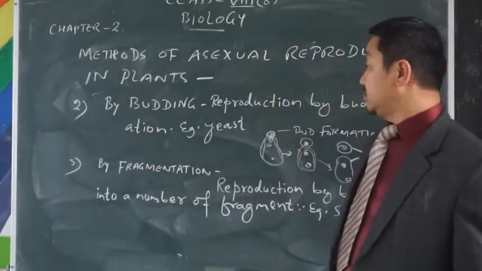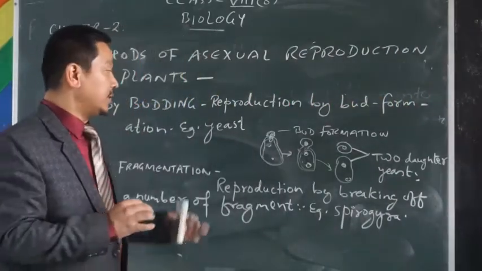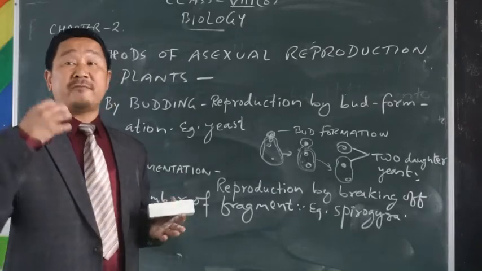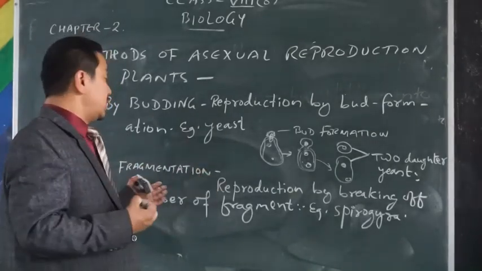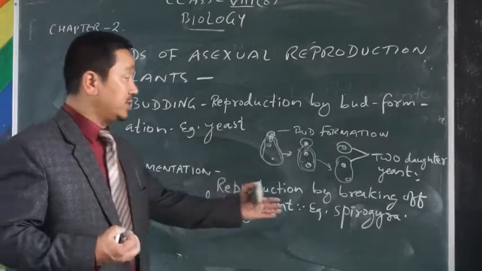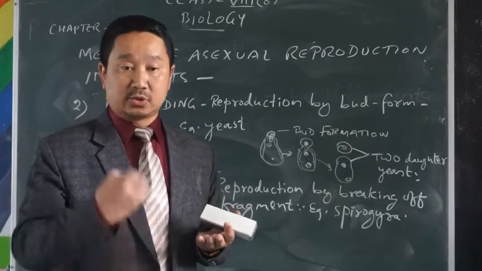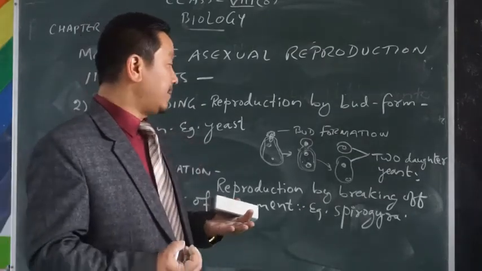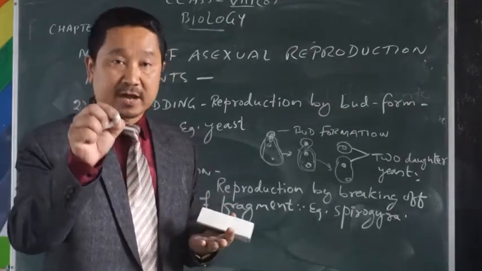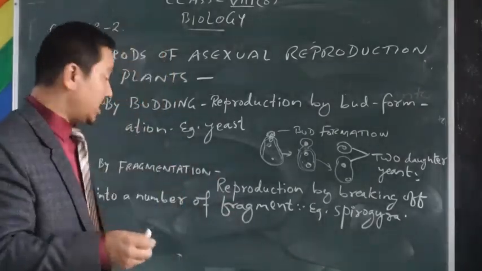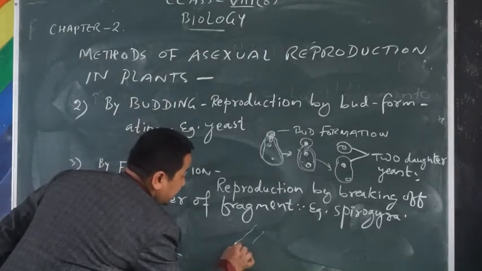fragmentation. The method of fragmentation is one in which a parent organism breaks up into a number of fragments. From each fragment, a new individual organism is formed. For example, Spirogyra. So what happens is that Spirogyra, when it grows up and has to reproduce, will break up into a number of fragments. From each fragment, a new Spirogyra will be formed. Okay, it's something like that.